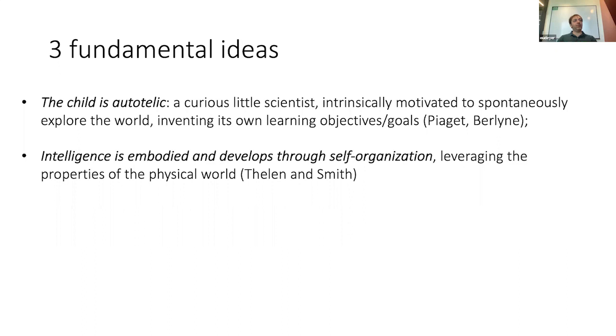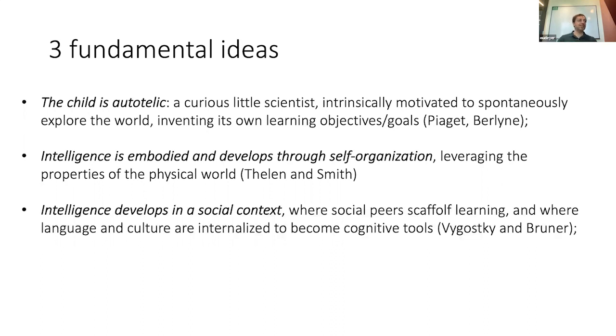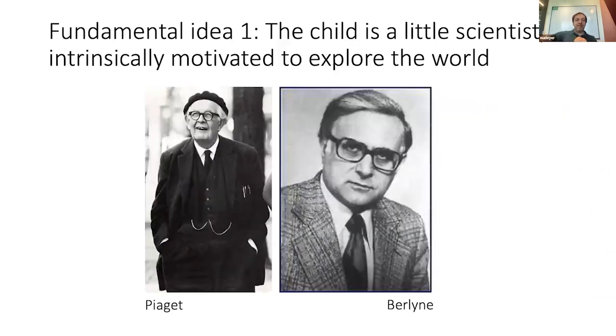Another fundamental idea, which I will discuss much less today but which is still pretty important, is that intelligence is embodied and develops through multiple kinds of self-organization processes. What this amounts to is that it leverages a lot of properties of the physical world. So intelligence is not only in the neurons, if we could summarize. And finally, another fundamental idea is that intelligence develops in a social context. This has several dimensions. First, social peers scaffold learning and help to guide it. But there is also another dimension, which I'll explain, which is that language and culture progressively become internalized in the cognitive system and become cognitive tools, even for non-social and non-language tasks. Okay, so let's begin with the first idea.